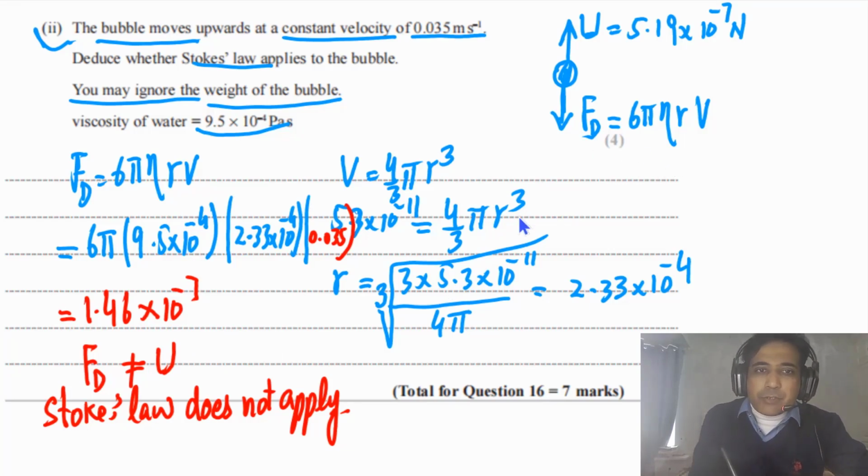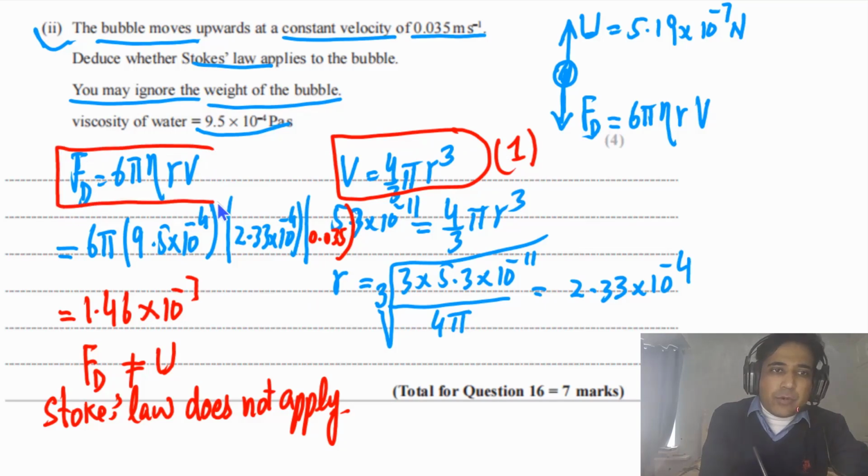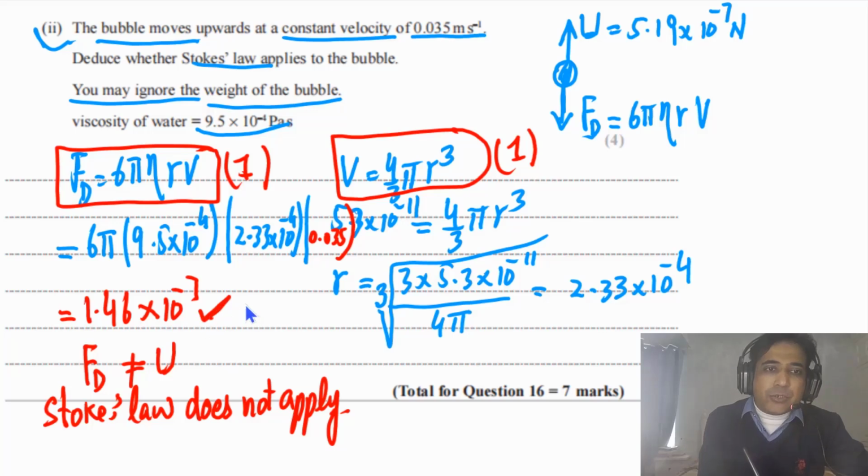4 marks. The first mark is if you have calculated the value of r, if you have used this formula, you will get 1 mark. And the second mark, if you have used this formula, you will get another mark. If you have got the value of drag force, you will get the 3rd mark, and the 4th mark you will get if you have done the comparison. So for this question you will get maximum 4 marks if you have written these steps.